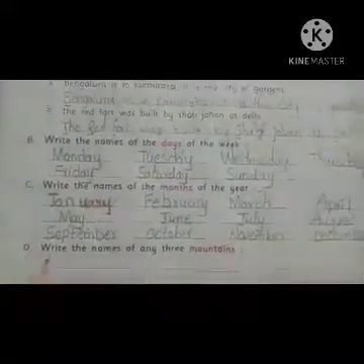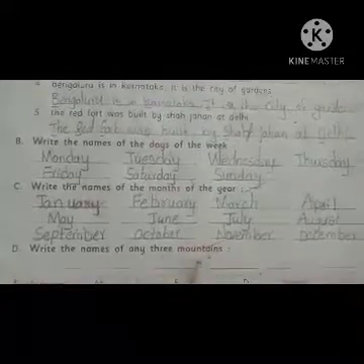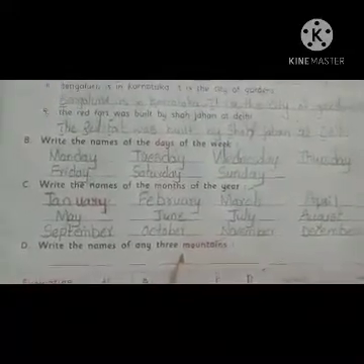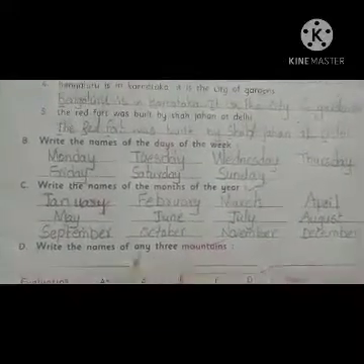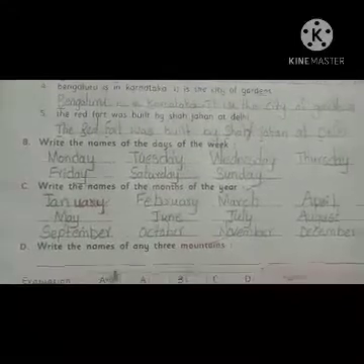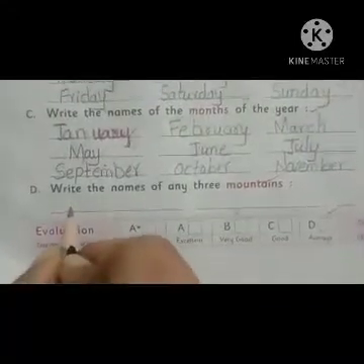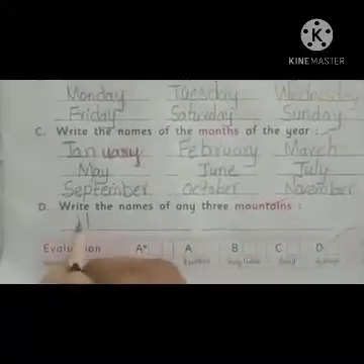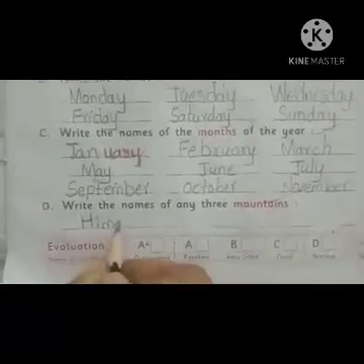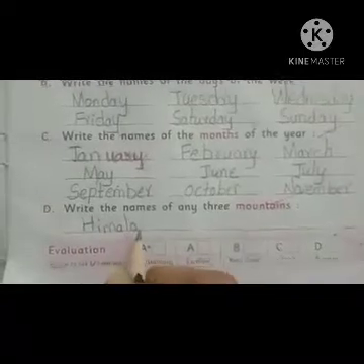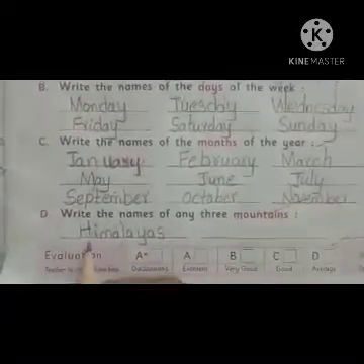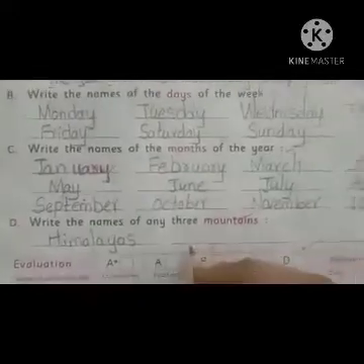Next, D bit. Write the names of any three mountains. Here we have to write the mountain names. Tell me children, how many mountains are there? So many are there, no? Now here we have to write only any three. The first one is Himalayas. H is a capital letter. H-I-M-A-L-A-Y-A-S. Himalayas. H is a capital letter here.